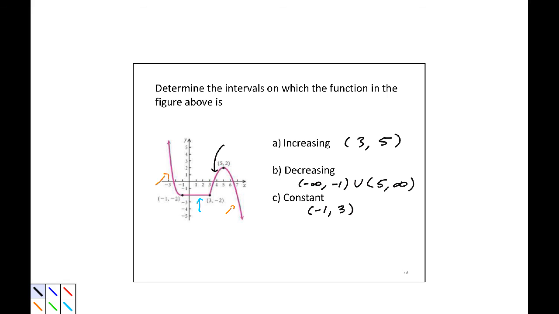So we can describe this function by saying it begins by decreasing from minus infinity to negative 1. It's constant until an x value of 3. It increases from 3 to 5, and then it's decreasing from 5 to infinity. And that description matches our graph.